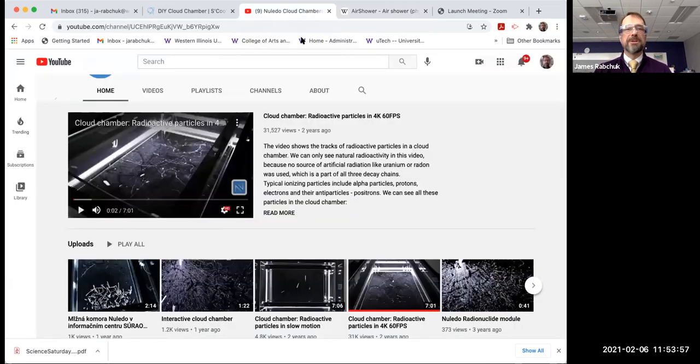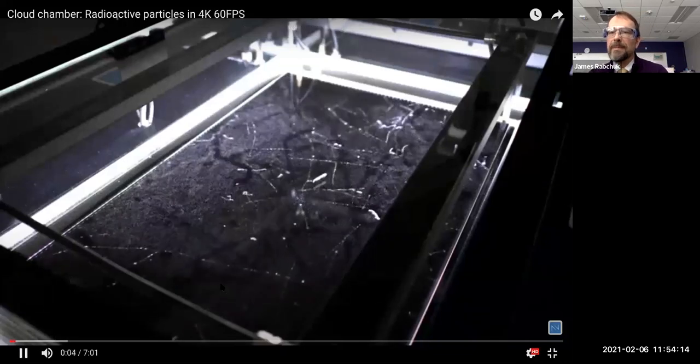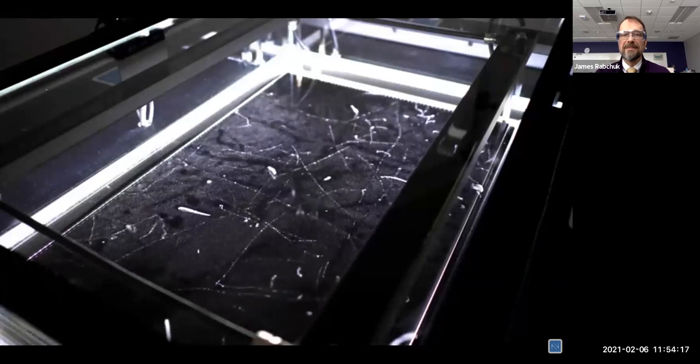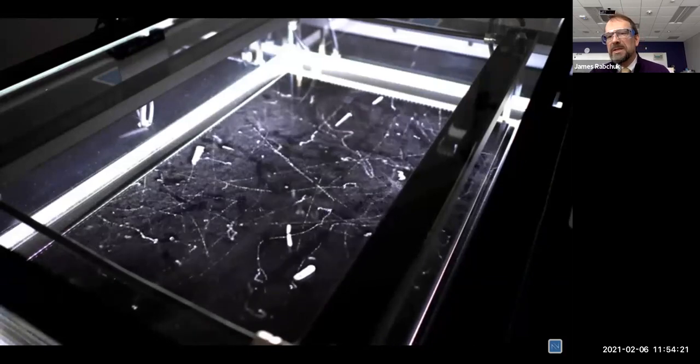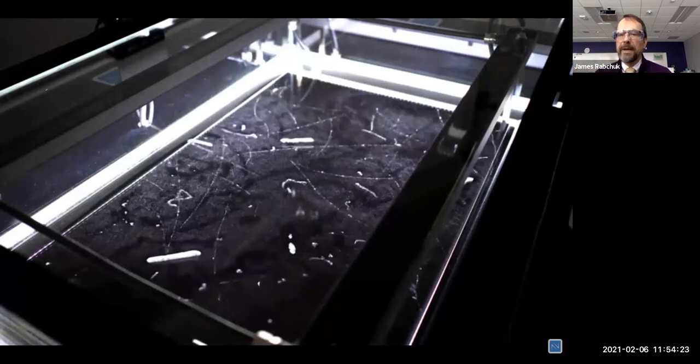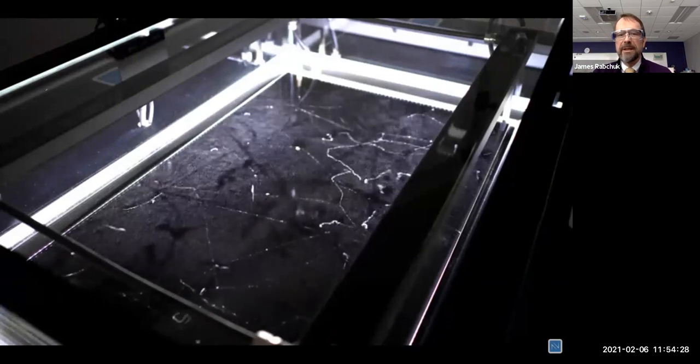I'm going to switch here and we're going to take a look at a video of a very, very sophisticated cloud chamber and all the different kinds of tracks that can be seen. So let's go ahead and play this. I'm going to go ahead and expand it. Can you all see the video? I asked the makers of this if they speeded up their recording. I'm guessing that they did because they're seeing a lot of tracks.